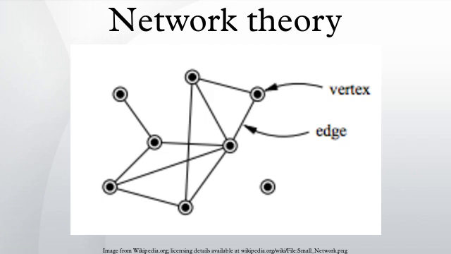In computer and network science, network theory is the study of graphs as a representation of either symmetric relations or, more generally, of asymmetric relations between discrete objects. Network theory is a part of graph theory.